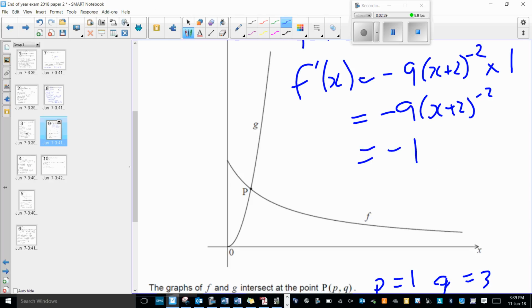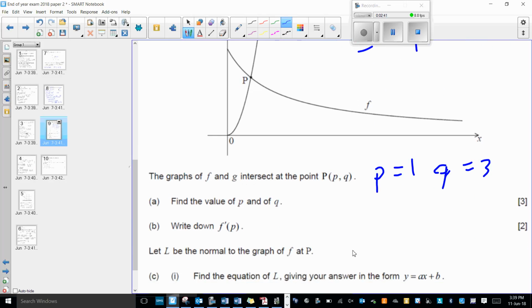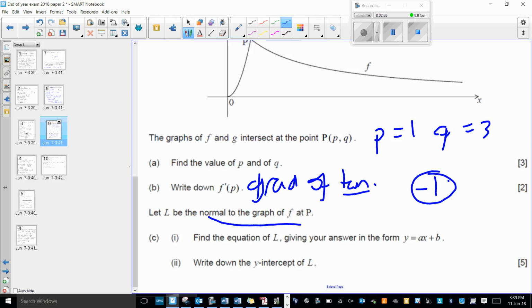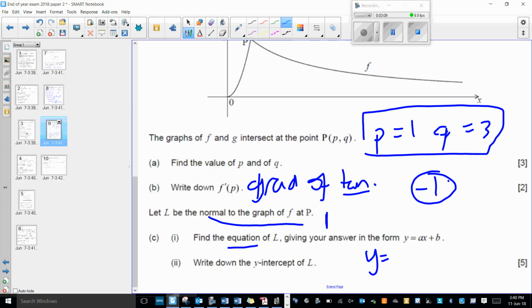Let L be the normal of the graph. Find the equation of L. Okay, so f dash p talks about the gradient of the tangent. So if the gradient of the tangent was negative 1, then the gradient of the normal is going to be positive 1. But we need to find the full equation. So we need to know what point it goes through. Well, luckily we do. So we've got y equals 1x plus c.